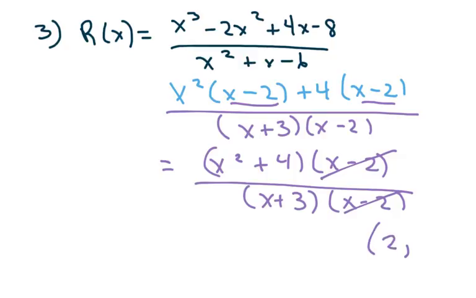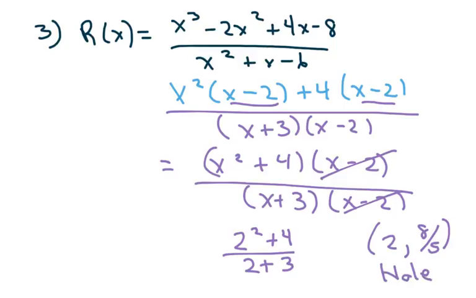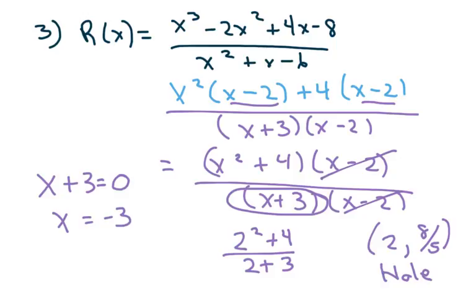You plug in the 2, and when you plug in the 2, what are we going to get? We're going to get 2 squared plus 4 over 2 plus 3. So that's going to be 8/5. That's your hole. And for your vertical asymptote, you set the other one to 0, and x equals negative 3. So that's your vertical asymptote.